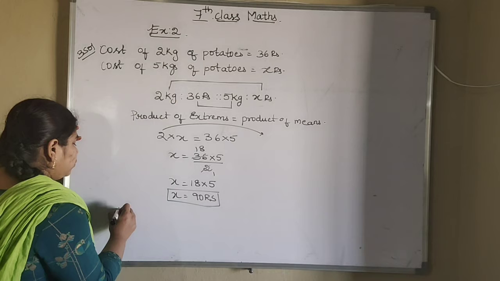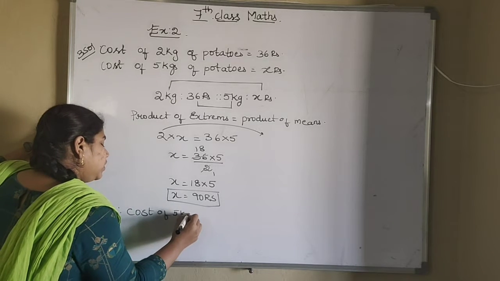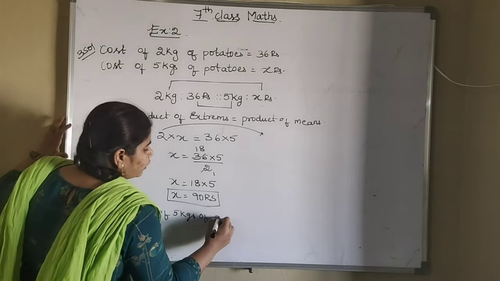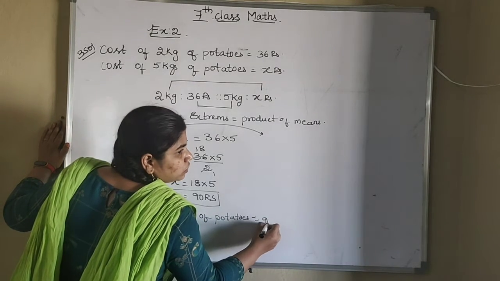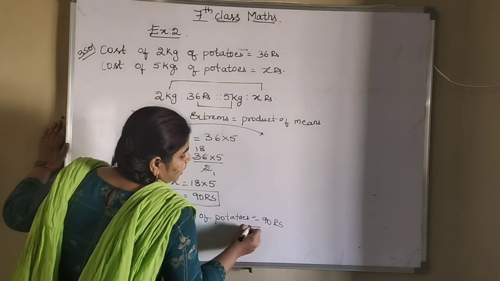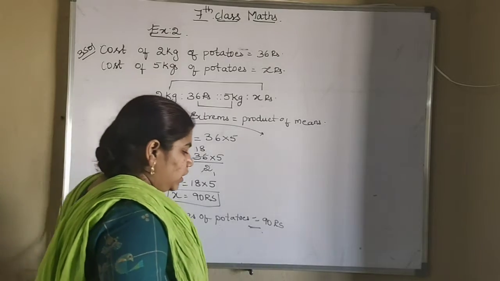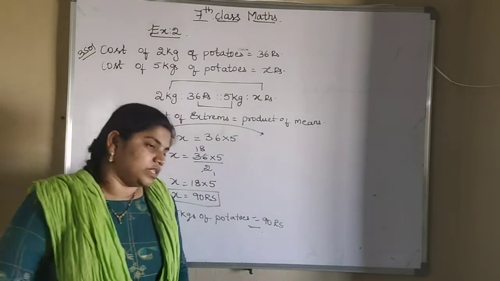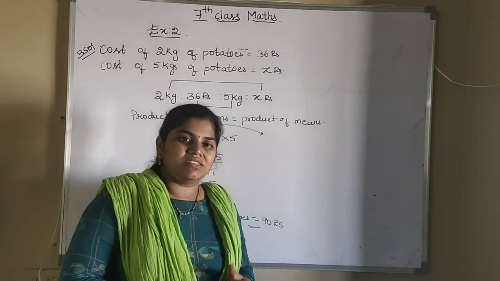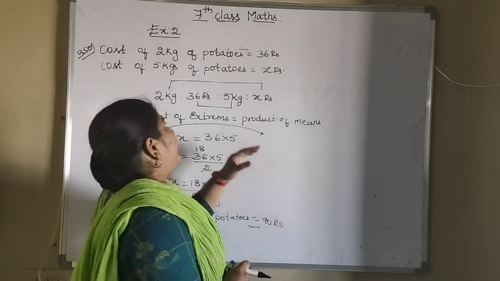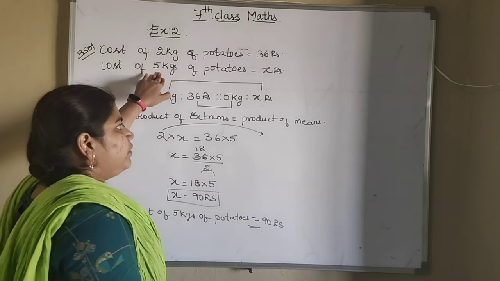90 rupees. Therefore the cost of 5 kgs of potatoes is equal to 90 rupees. So this is our third solution. What is the question here? Madhu buys 5 kgs of potatoes in the market, and the cost of every 2 kgs of potatoes is 36 rupees. So we have to find the cost of 5 kgs here. By using proportionality we are finding this.